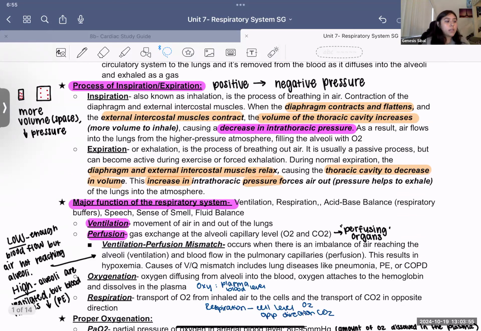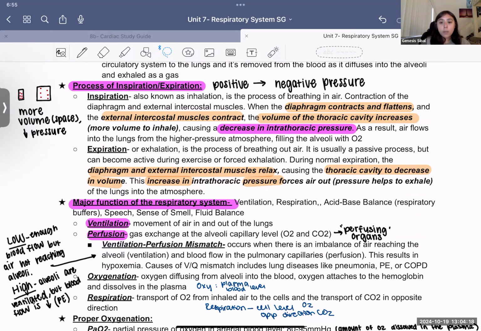So for the process of inspiration and expiration, we definitely need to know this, and I feel like this makes sense when we start talking about chest tubes, right? So just remember for gas exchange, we're talking about going from a positive to a negative pressure. So positive to negative pressure is what happens during breathing, and again, I'll explain it during chest tubes. For inspiration, this is when we're inhaling.